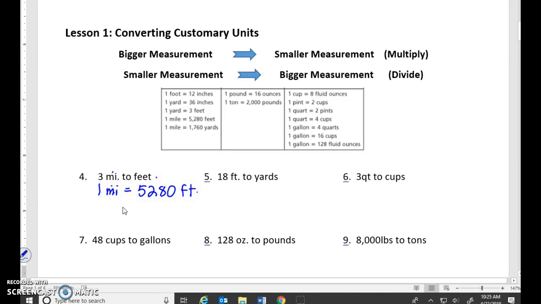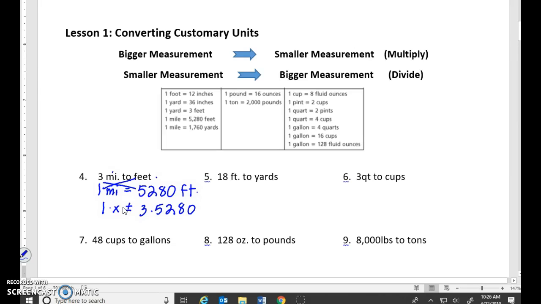Okay? Next up, I'm going to do cross multiplication. And do I have to do this? Nod your head. Yes. Okay? So I'm going to go 1 times, is there any number in front of feet? No, so that's going to be an x. So 1 times x equals, and then I'm going to do my other cross multiplication, 3 times 5,280.